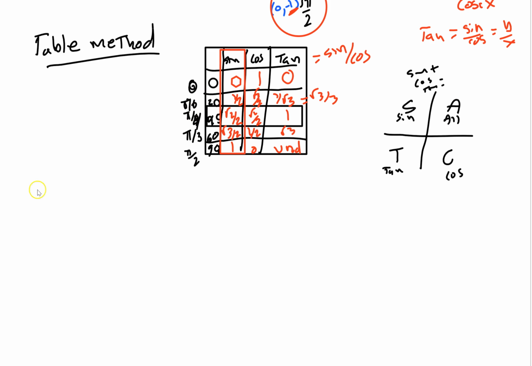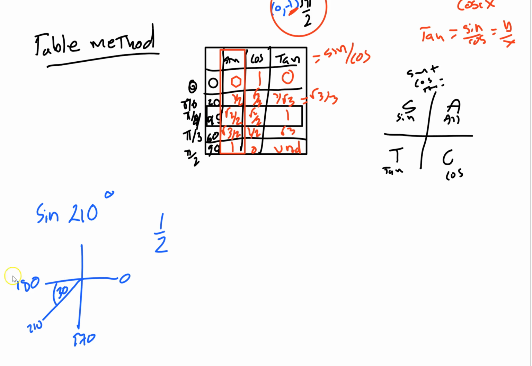So let's do an example using this. Sine of 210. Using the table method, first you have to draw it. You have to know what quadrant you're in and the reference angle. Draw 0, 180, 270. 210 will be over here somewhere. 210 minus 180 is 30 degrees. Looking at the table, sine of 30 degrees is 1/2. Now keep in mind, is it positive or negative? We're in quadrant 3, where only tan is positive, so my sine value here is negative. That's the table method.